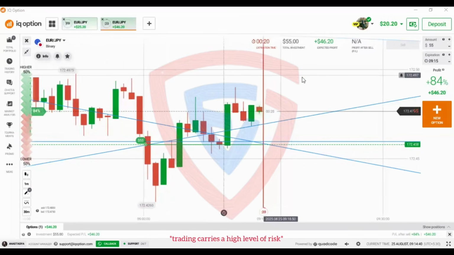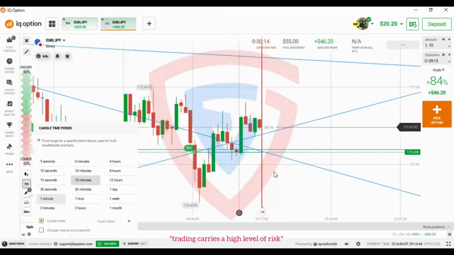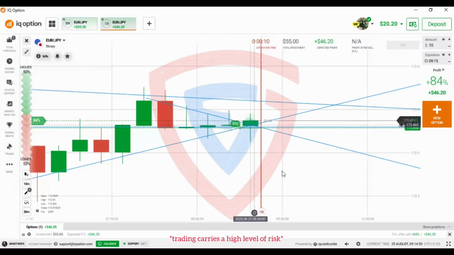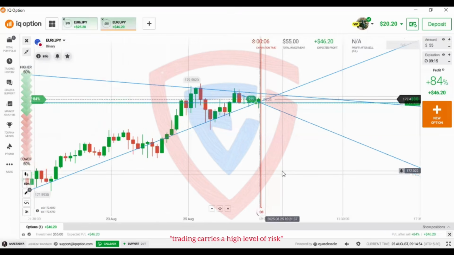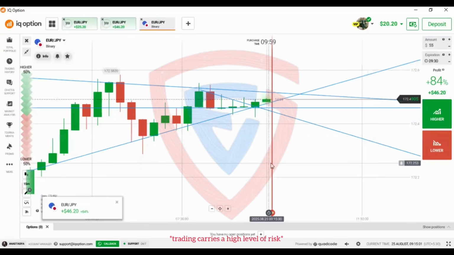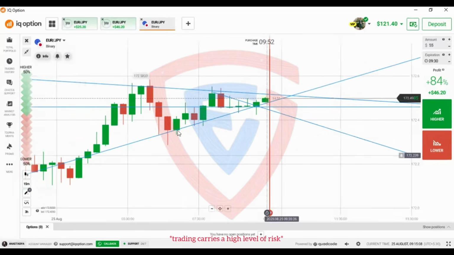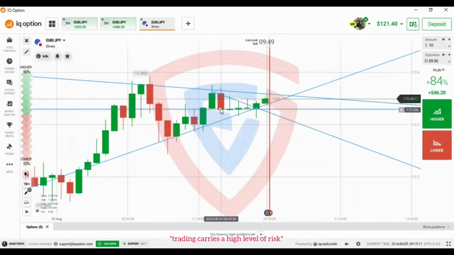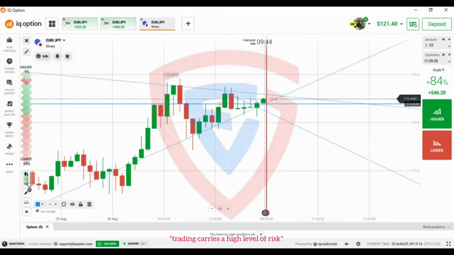Okay, so we have 15 seconds. So this candlestick is also closing as a green candlestick. And a continuation sign again, from the same level. So continuously we are seeing green candlesticks. So still we can go with buyers.